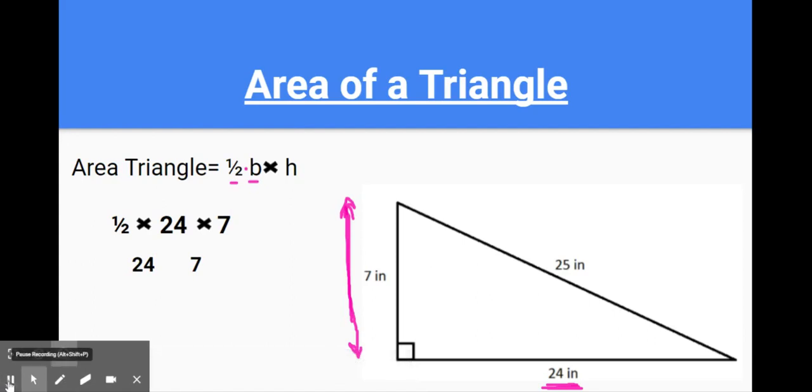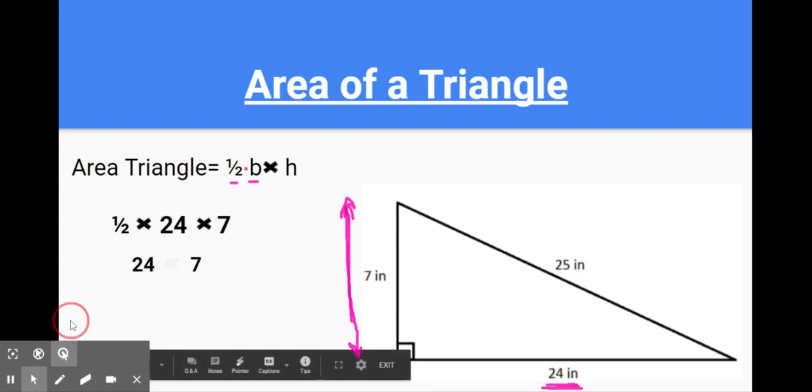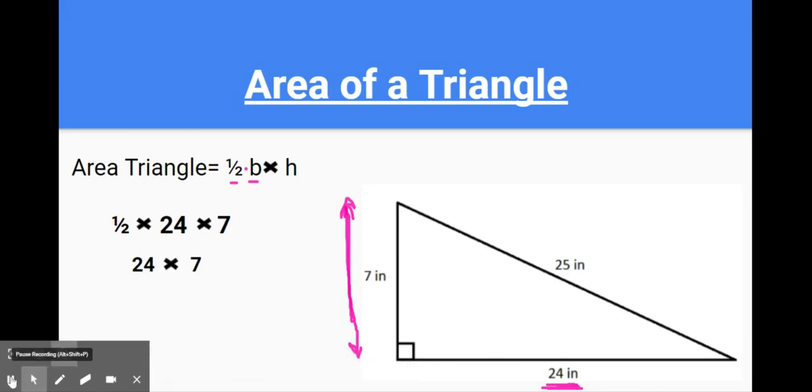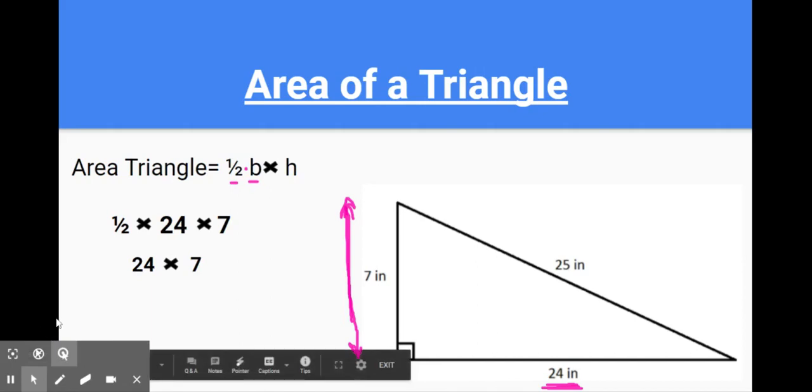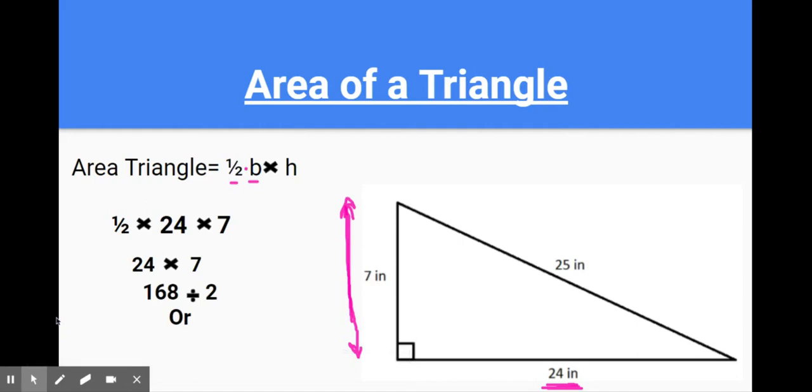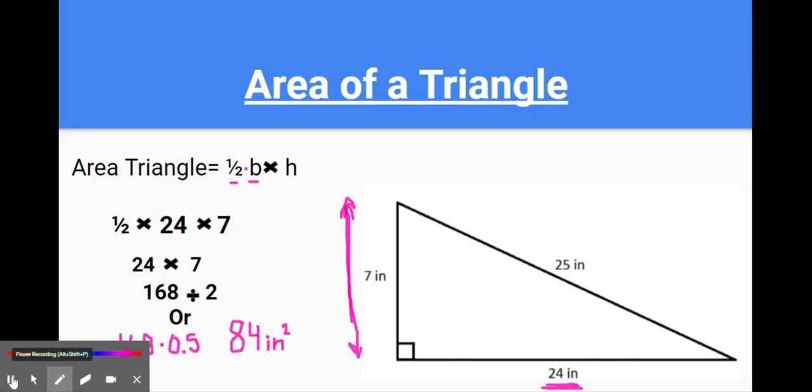Now we can go ahead and multiply 24 times 7. I want you to pause the video, take a moment, and multiply those two numbers together. All right, when we multiply those two numbers together, we're going to get 168. Now we can divide 168 by 2 or multiply 168 times 0.5, which is the decimal for 1/2. Take a moment and go ahead and divide or multiply these numbers together. You should have gotten 84 inches squared.